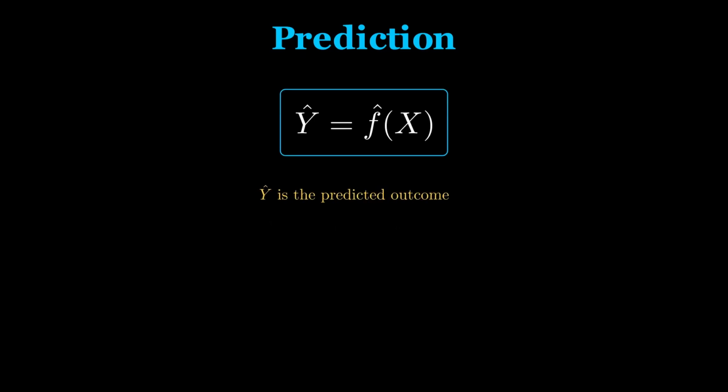Statistical learning has two main goals, prediction and inference. Let's start with prediction, which aims to accurately predict the output y based on the inputs x. We can model prediction with y hat equals f hat of x. Here, y hat is the predicted outcome, f hat is the fitted model, and x is the set of input variables. The focus is on the quality of the prediction, rather than on understanding the underlying relationship between the variables.